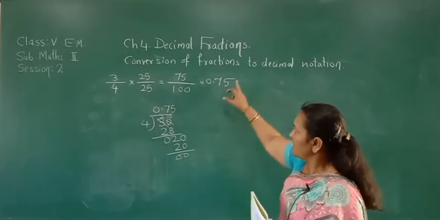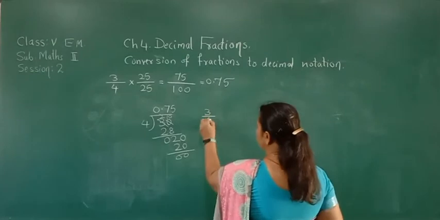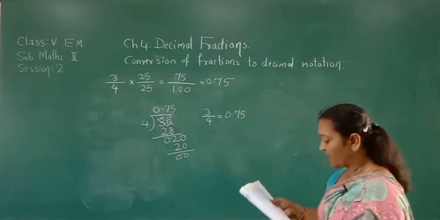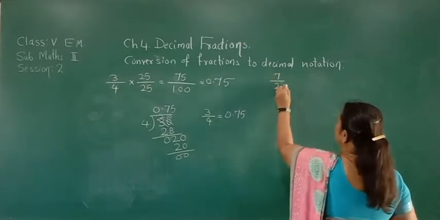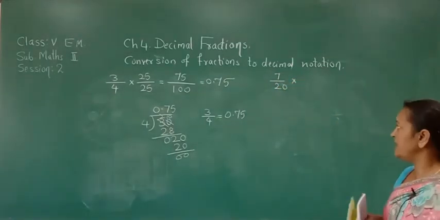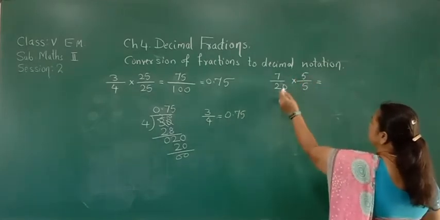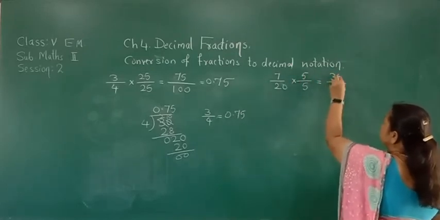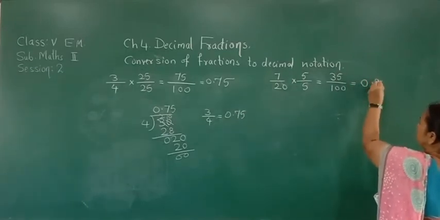Now check here. In both ways we are finding the same answer. 3 by 4 is equal to 0.75. Then let me go to another example, which is 7 by 20. Say here, when 20 is multiplied by 5, we get 100. So here 5 by 5, then 5 20s are 100. Then 7 5s, how much do we get? It is 35. Then in decimal you can write it as 0.35.